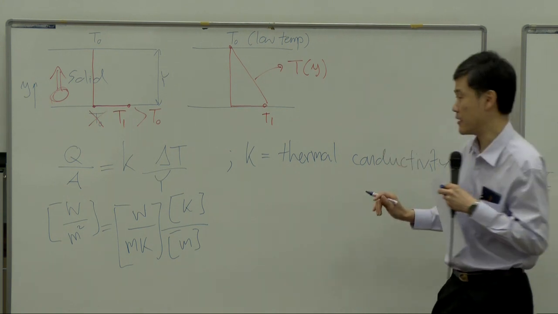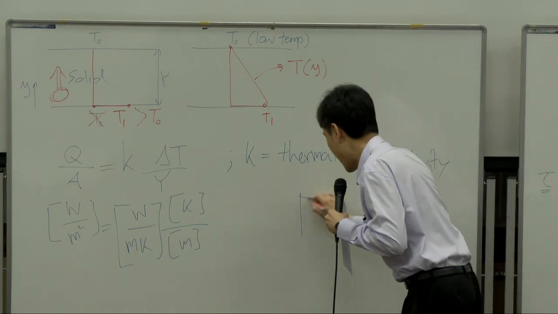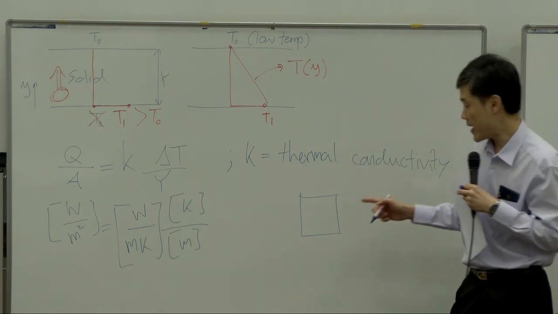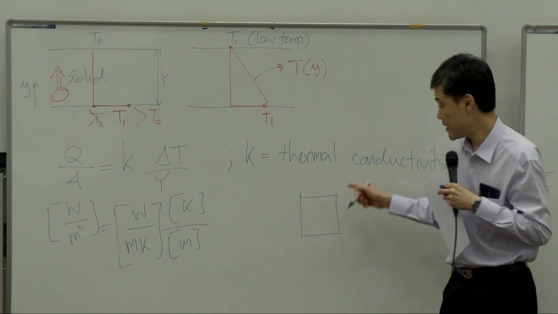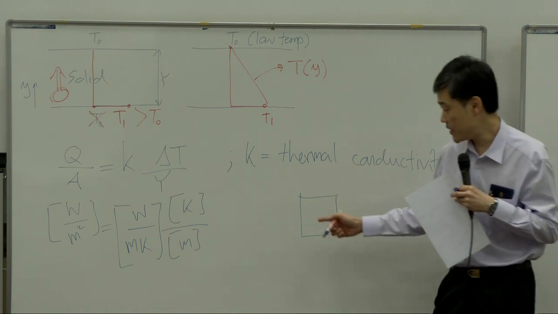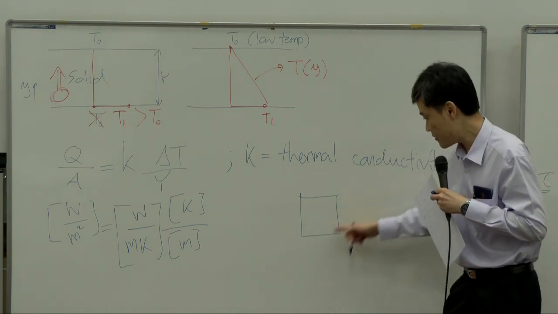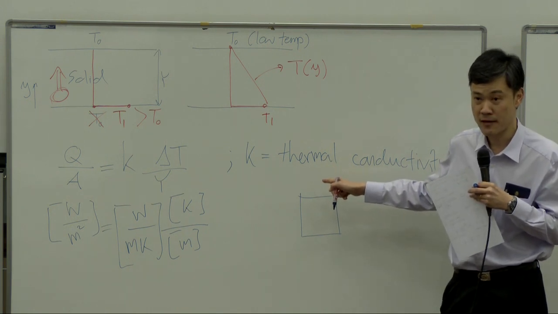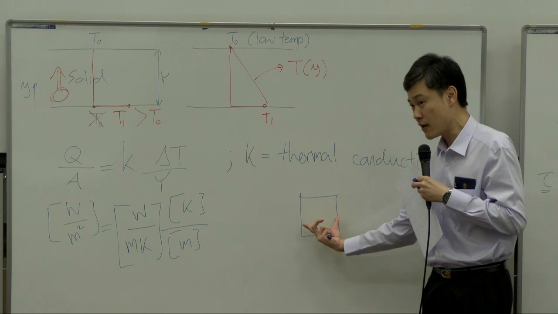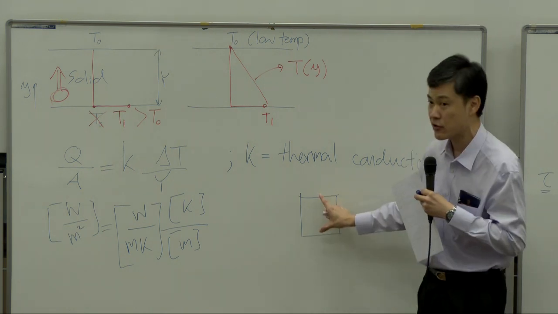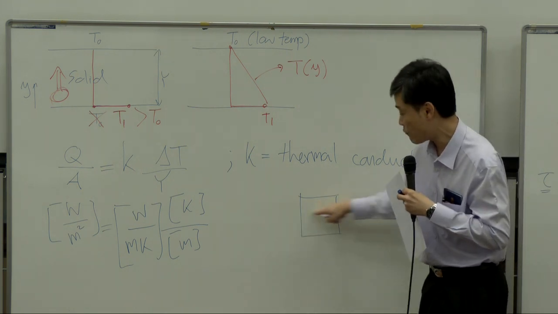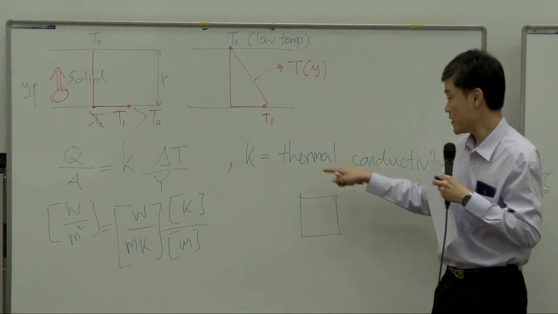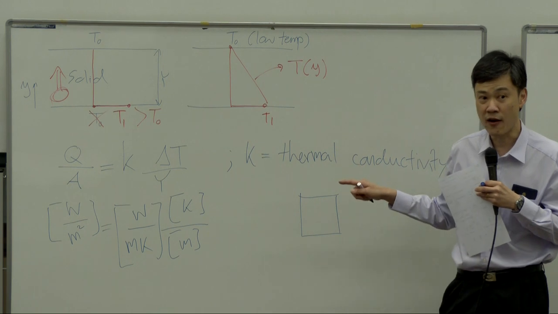It might be confusing, but imagine this. If you have a cube of material, and the material has the same K in all directions, that means heat conduction in this direction or that direction should be the same. Okay? So if you keep the same delta T in this direction and that direction, the amount of heat transfer should be the same. In that kind of material, K is not a function of direction.